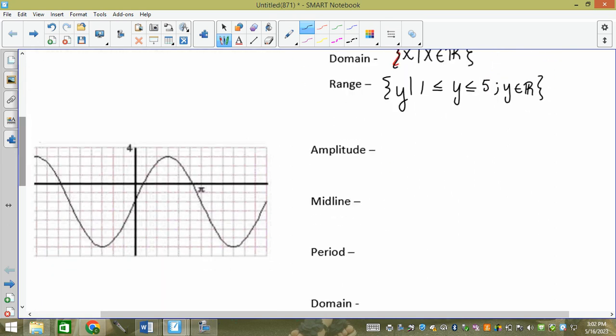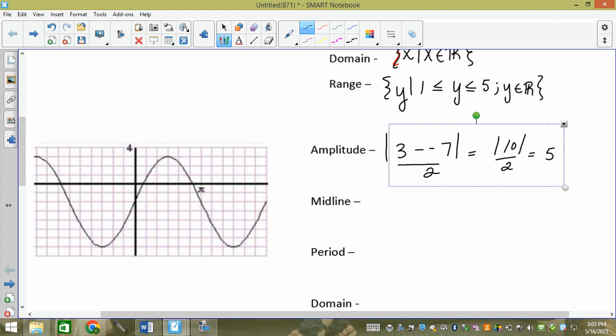Okay, then we do the amplitude of this one. So it's the absolute value of the max, which is 3, minus the min, which is -7, divided by 2, which is the absolute value of 10 divided by 2, which is 5. So we count up 5. 1, 2, 3, 4, 5. Count down 5. 1, 2, 3, 4, 5. And we meet at y equals -2, which is my midline.